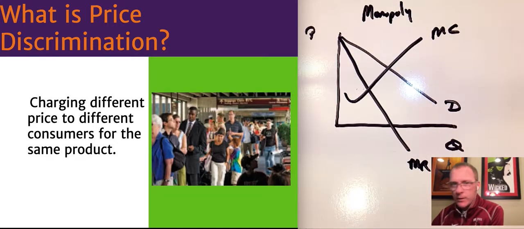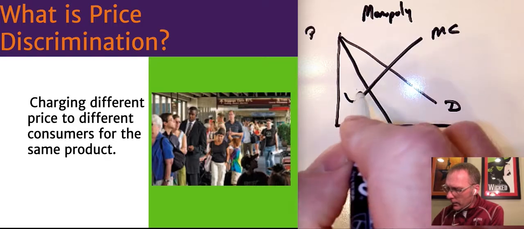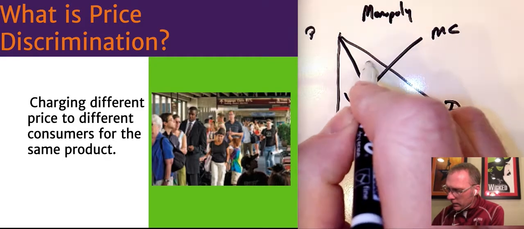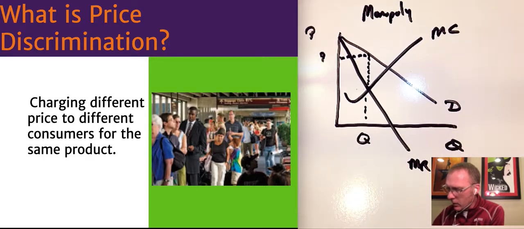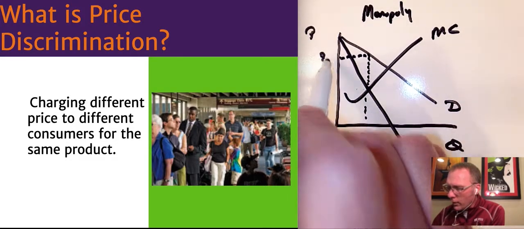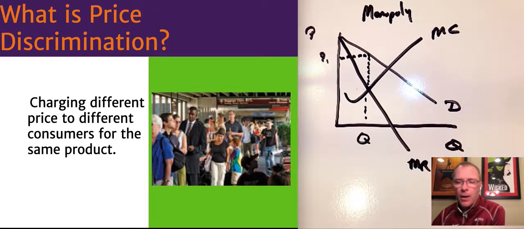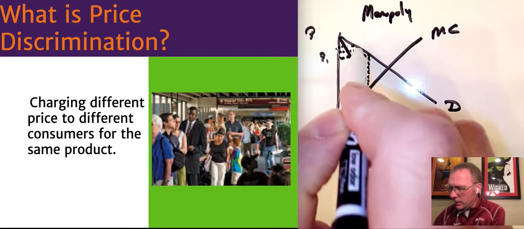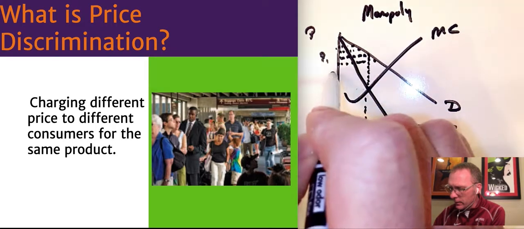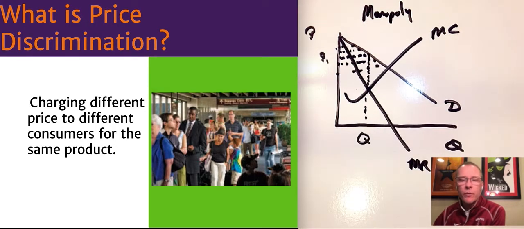And normally what we would say is, hey, let's go where MR equals MC right here, come up, get my price, come down, get my quantity, done, right? But here's the kicker. That's if I'm charging one price and one price only. But what if I could charge a bunch of different prices? What if I could charge somebody the price up here? And what if I could charge somebody the price here and the price here? So what would you do if you could get all those prices?